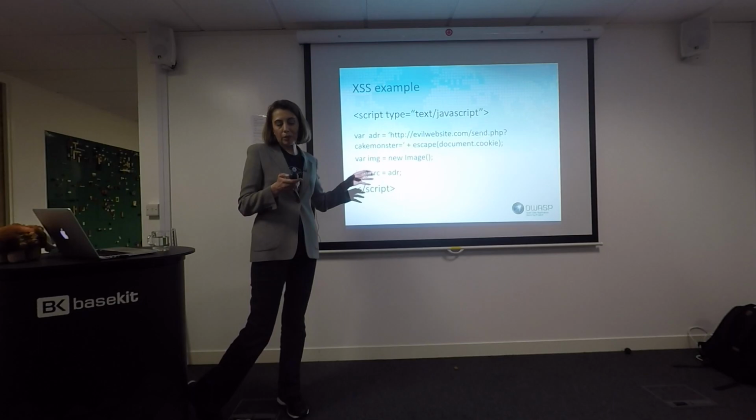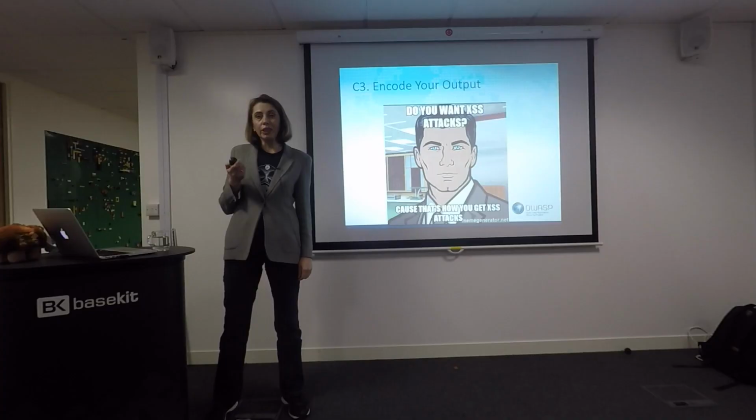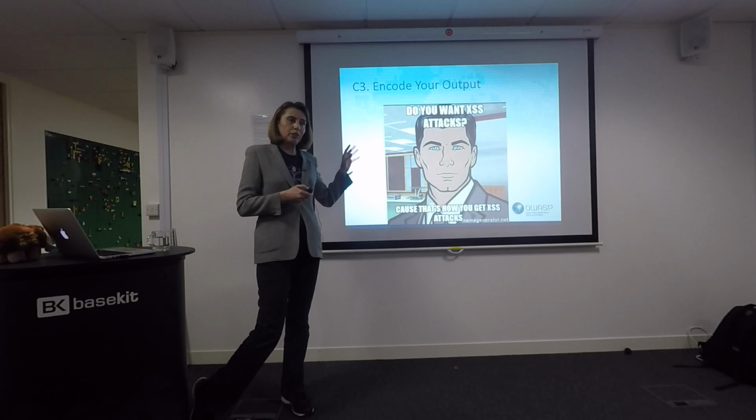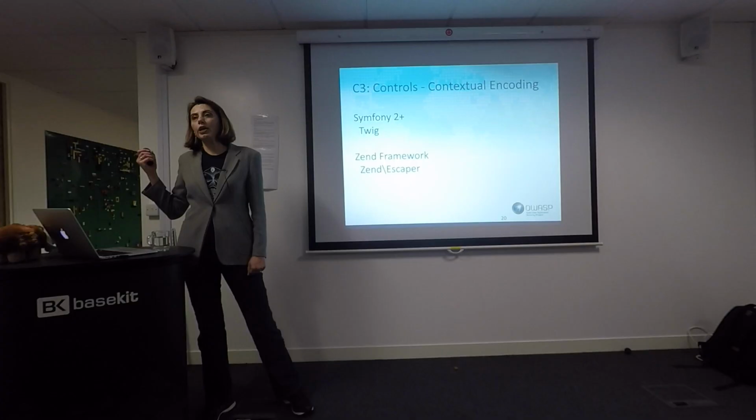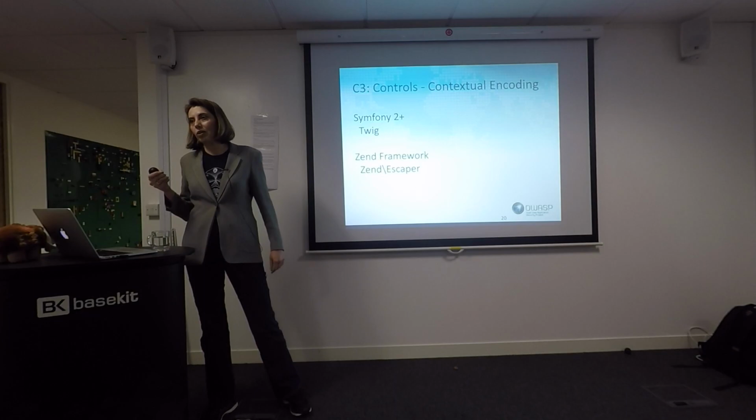The best way to defend against this one is to encode your output. It's important to do contextual encoding. Now, the best way for this is to use a library. In PHP, we have Twig, a templating engine which encodes by default and by context, and the Zend framework. How many of you don't use either of these?